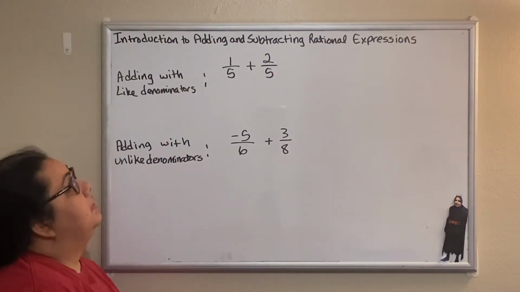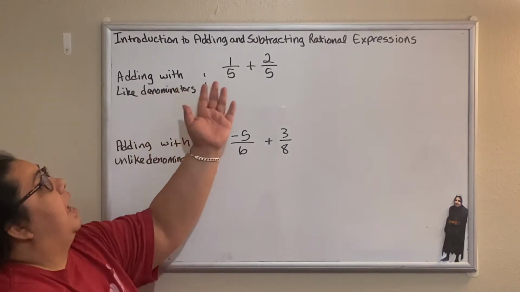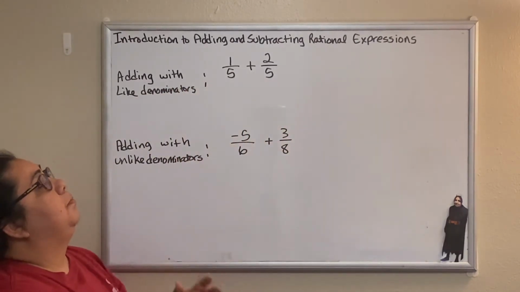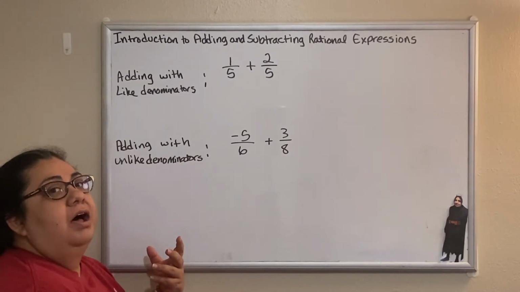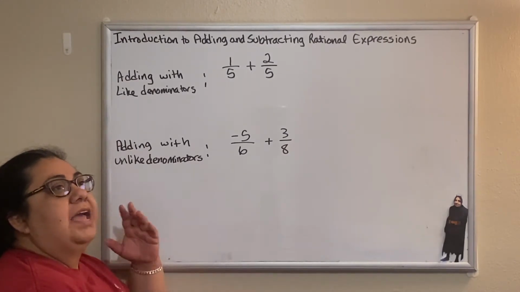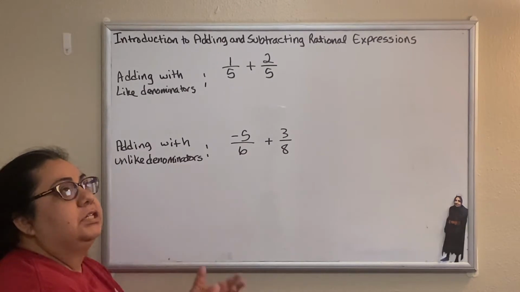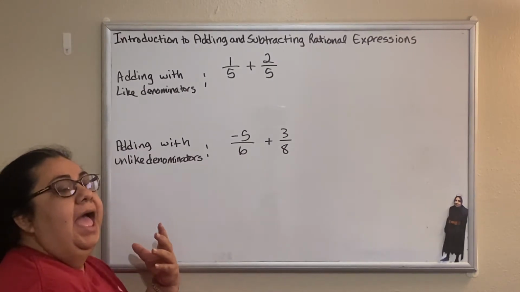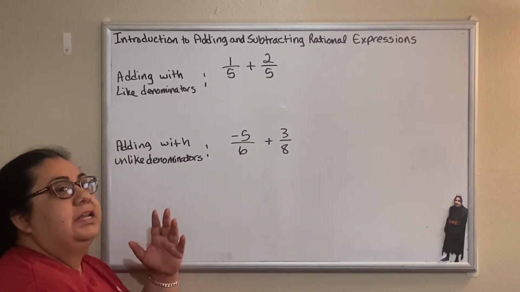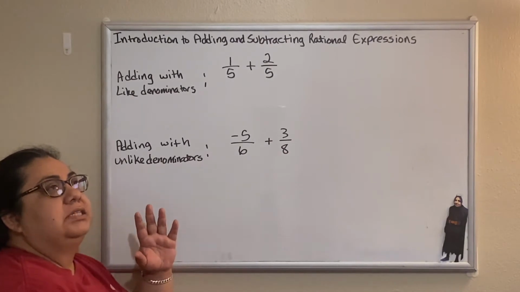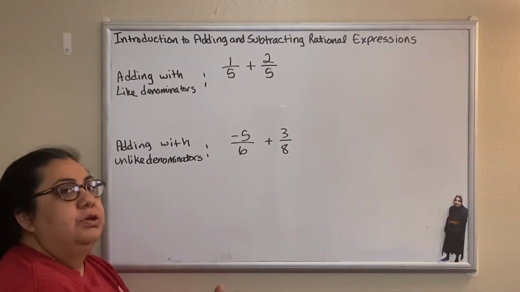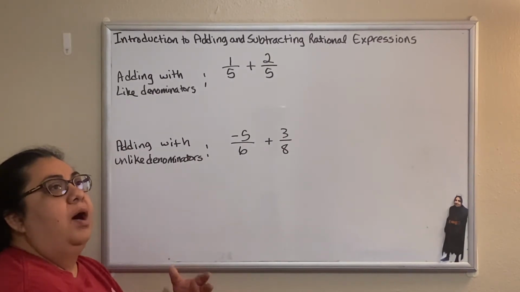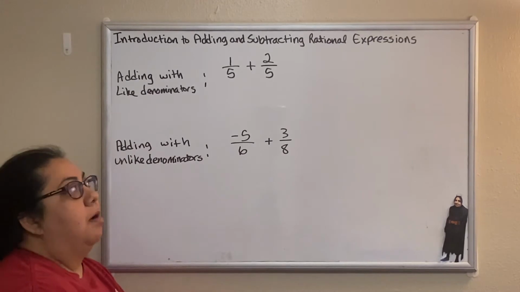So this week's lesson is going to be Introduction to Adding and Subtracting Rational Expressions. Since this is an introduction, we're going to have things like lowest common denominator, least common multiple, and a little bit of adding and subtracting, but it's not going to be as complicated as next week. Next week, we will continue the lesson on adding and subtracting rational expressions, but we will have more complex problems.